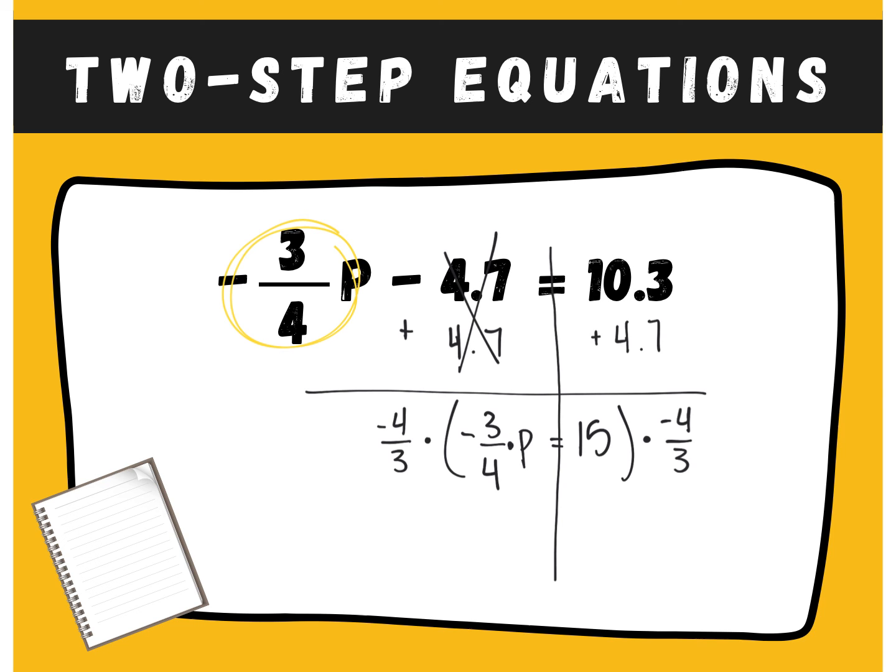Now, on the left-hand side, we end up with 12/12 p, which, as we know, is equivalent to 1p, or just p. On the right-hand side, we'll need to turn that 15 into a fraction, and we turn it into a fraction by putting a 1 underneath it. That allows us to multiply straight across. So 15 times -4 is -60, 1 times 3 is 3, and -60/3 simplifies to -20.